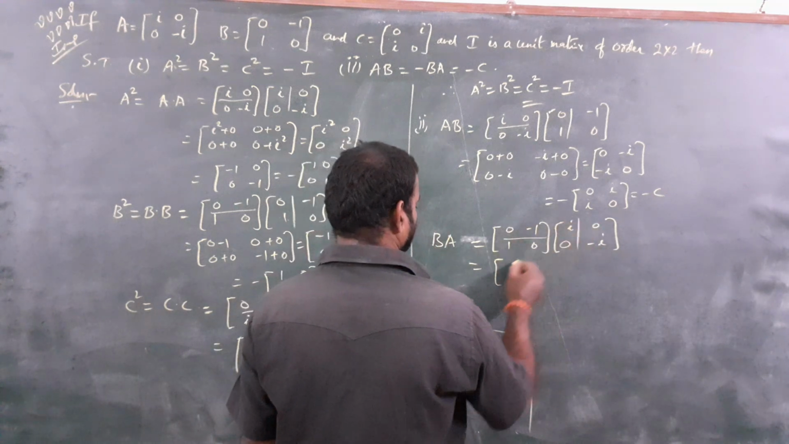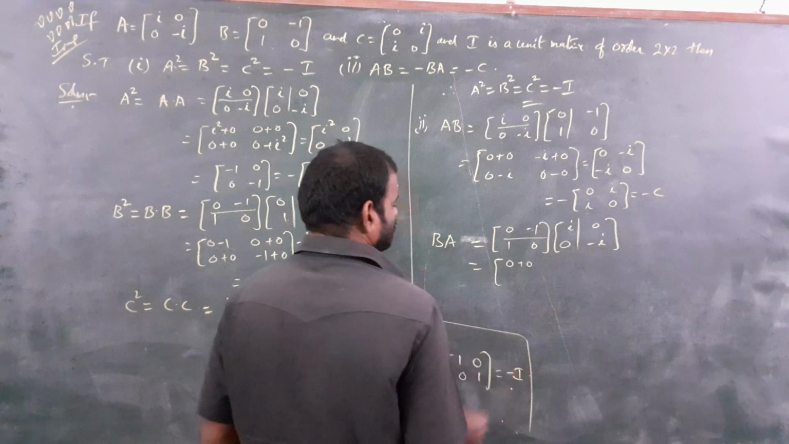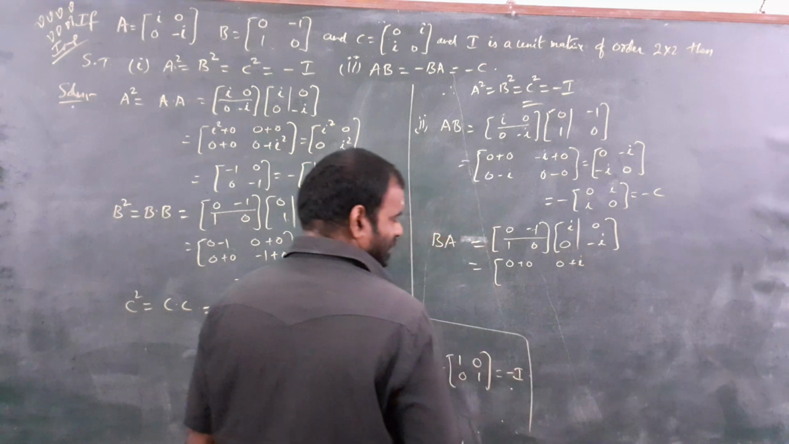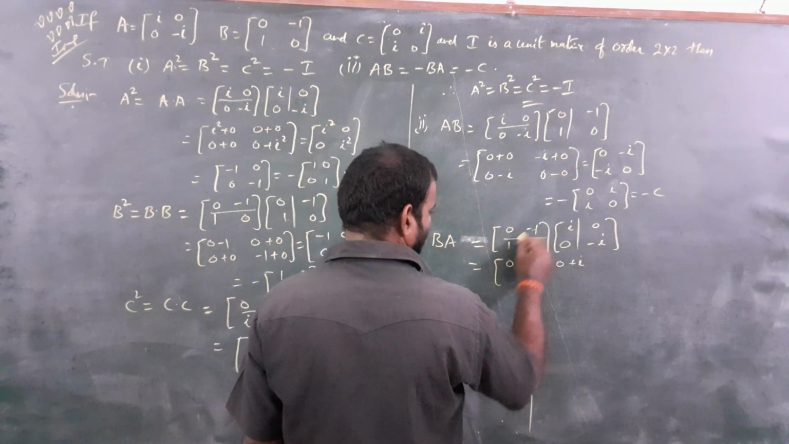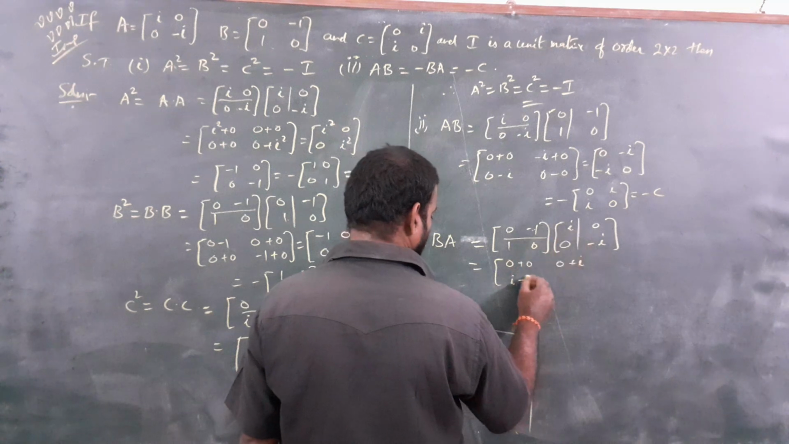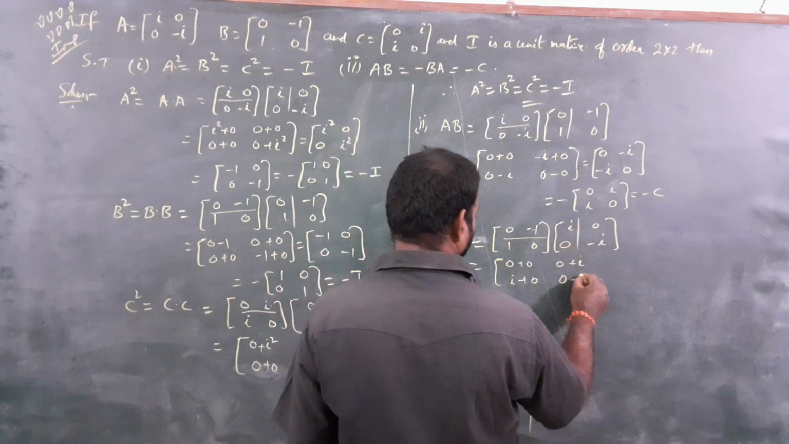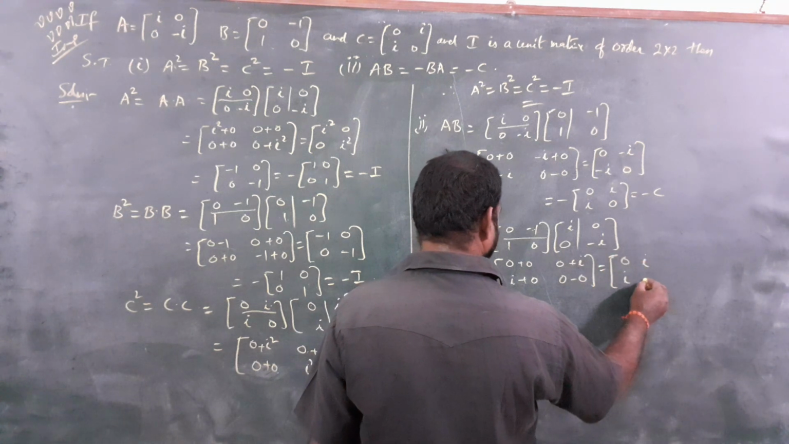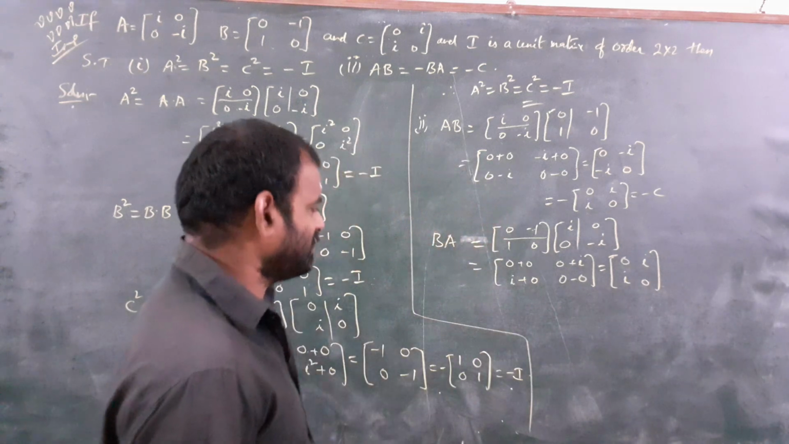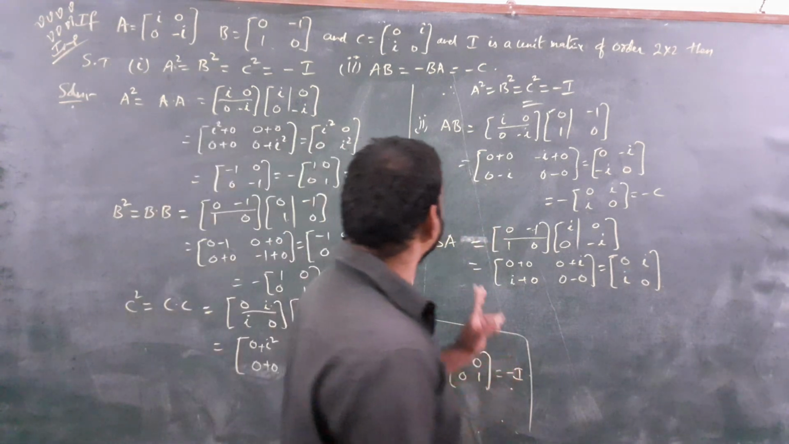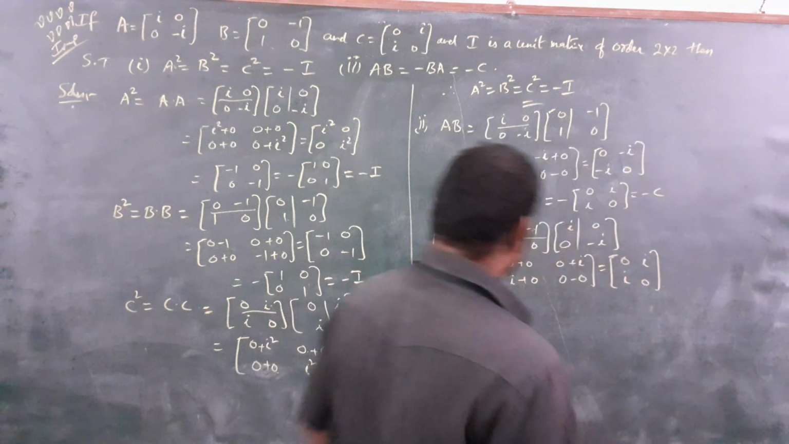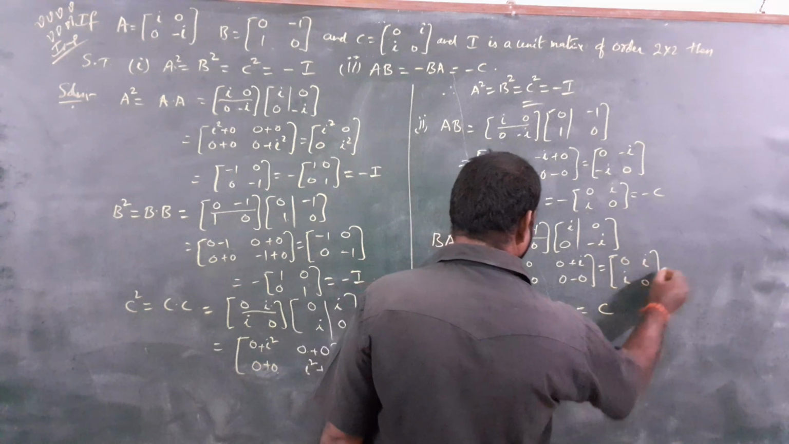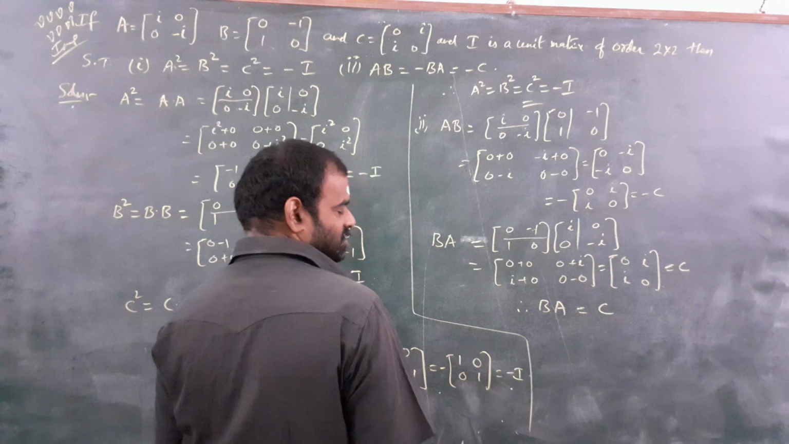This row, this column. 0 into I, 0. Minus 1 into 0, 0. Again, 0 into 0, 0. Minus I into minus I, it is nothing but plus I. Then what will remain here? I into I, 1 into I plus 0, 1 into 0, 0 minus 0. So it is nothing but 0, I, 0. So BA is equal to 0, I, 0. That means BA is equal to 0, I, 0, which means C. BA is equal to C.